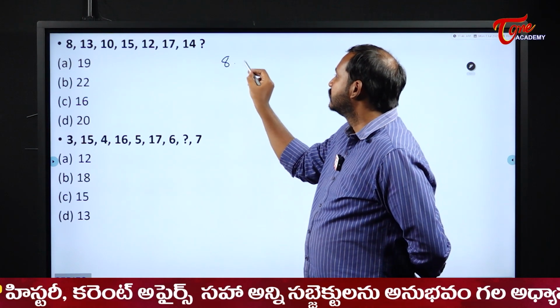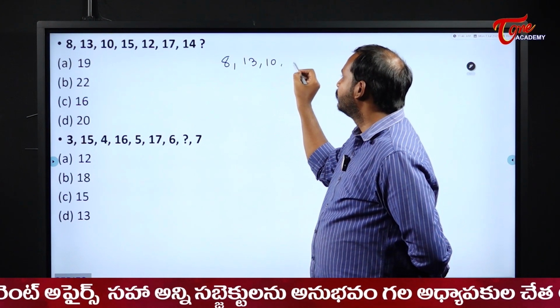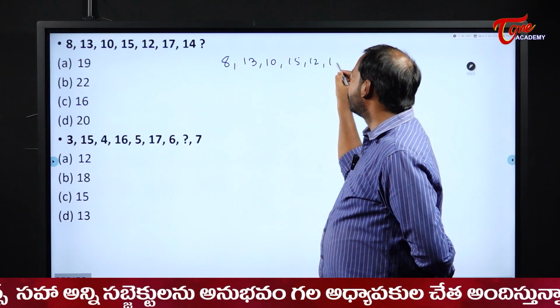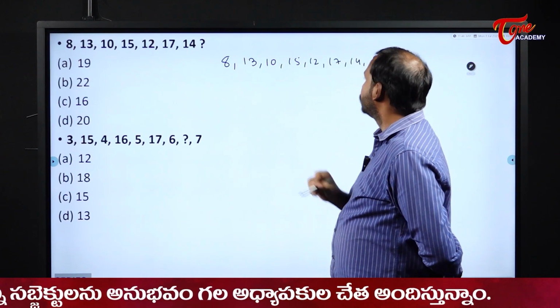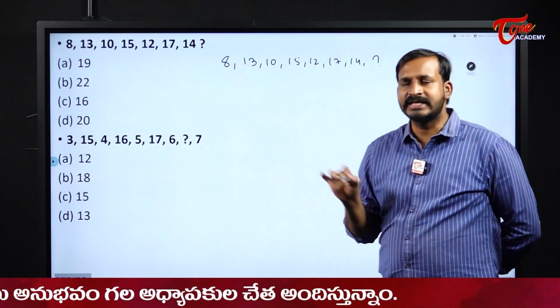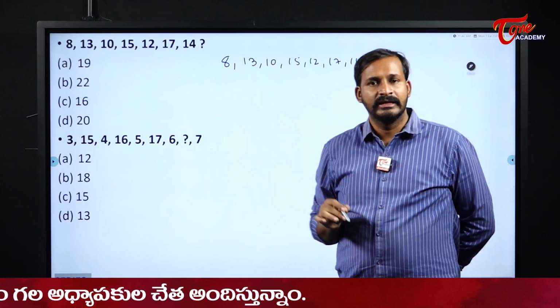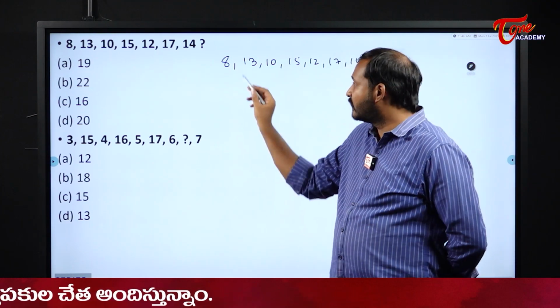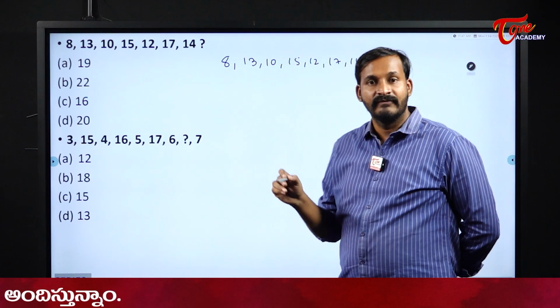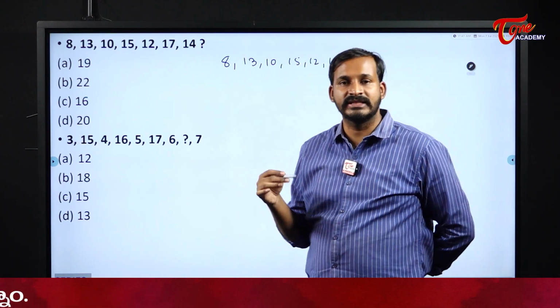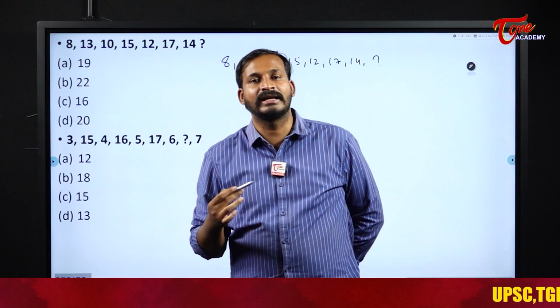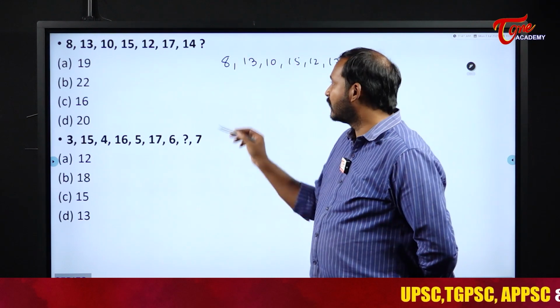8, 13, 10, 15, 12, 17 and 14. Now, please observe what is happening here. Is it increasing or is it decreasing? No. It is once increasing, decreasing, once increasing. Whenever you see these types of questions, what I suggest is to think in an alternate manner.